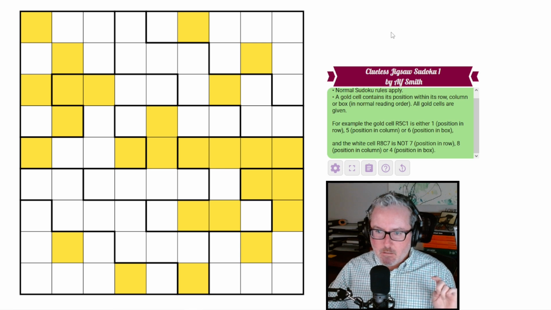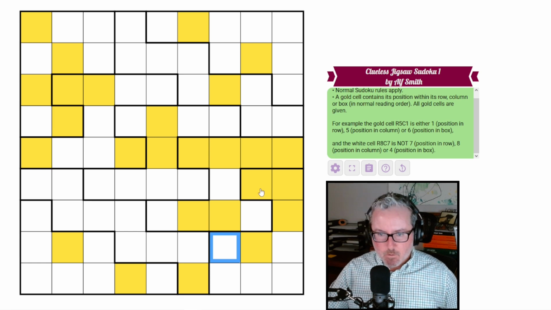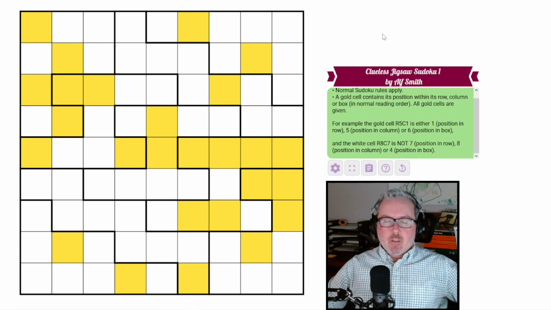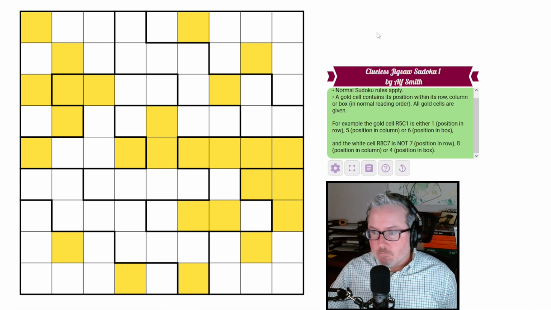And then, okay, so this is the negative constraint. So the white cell in row 8, column 7, which is this guy here, is not a 7 because that's its column. It's not 8 because that's its row, and it's not 4 because it's the 1, 2, 3, 4th position in its region. So, all right, those are the rules.